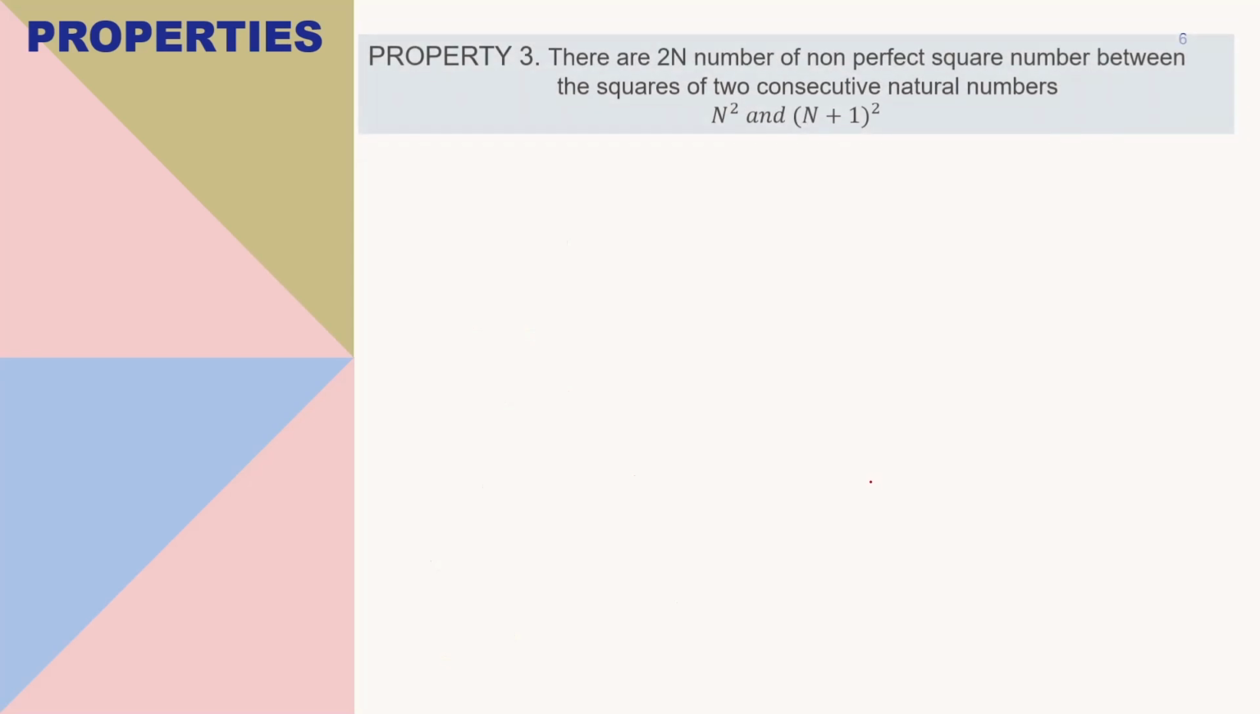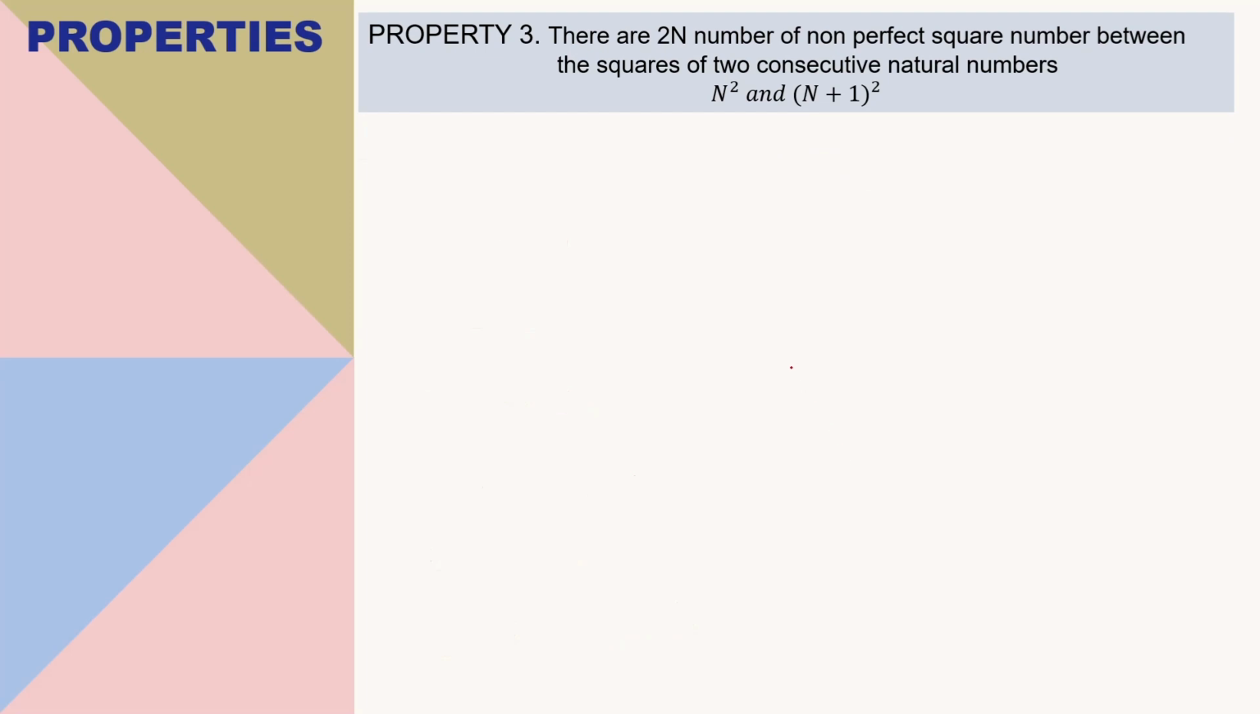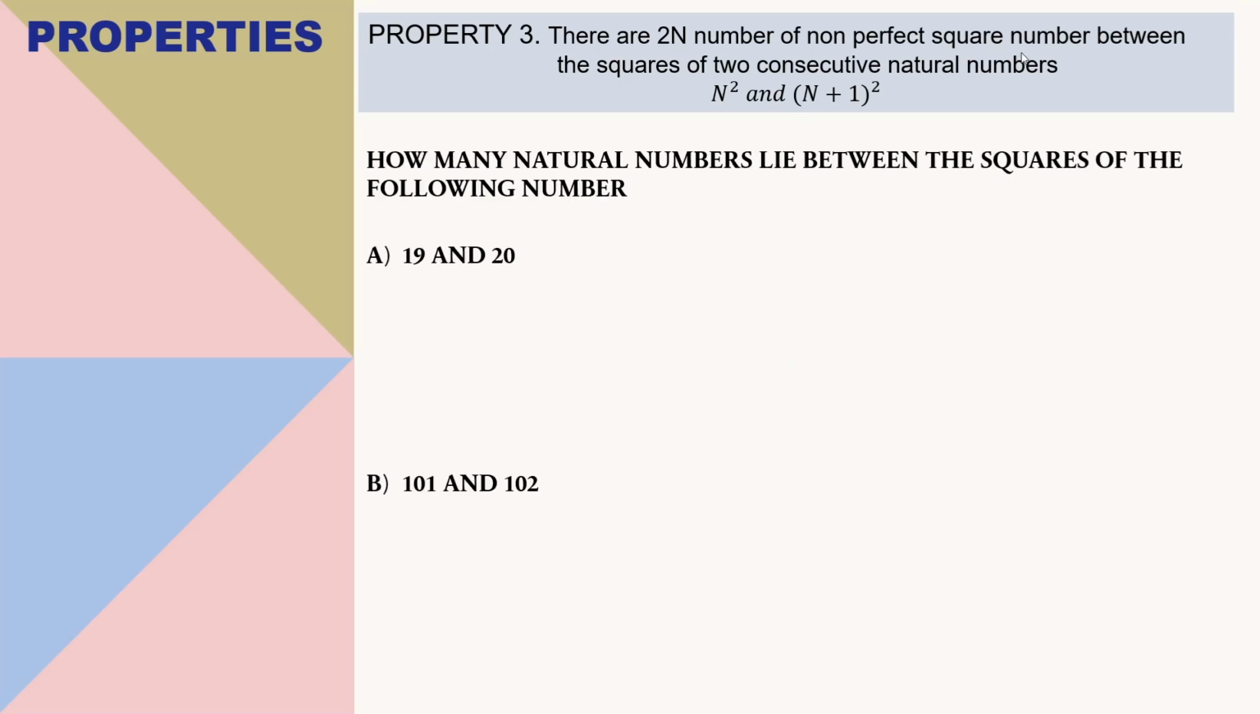Moving to next, our property number 3 says there are 2n non-perfect square numbers between the squares of two consecutive natural numbers. Let's see with the help of example. How many natural numbers lie between the squares of the following? So the first is 19. You need to find out 19 square, 20 square and then the numbers between them. If we do with actual calculation, you need to find the square of 19, then the square of 20 and then count how many numbers are lying between. But using the property, it makes our task easier.